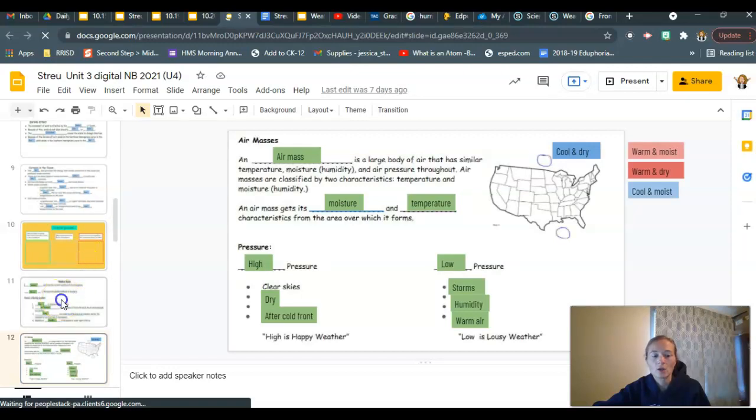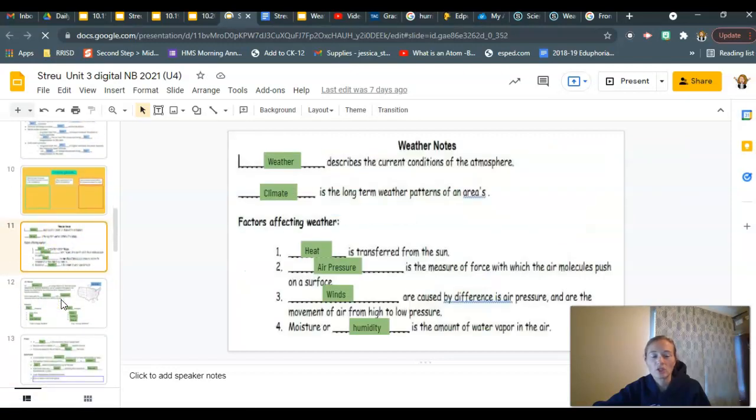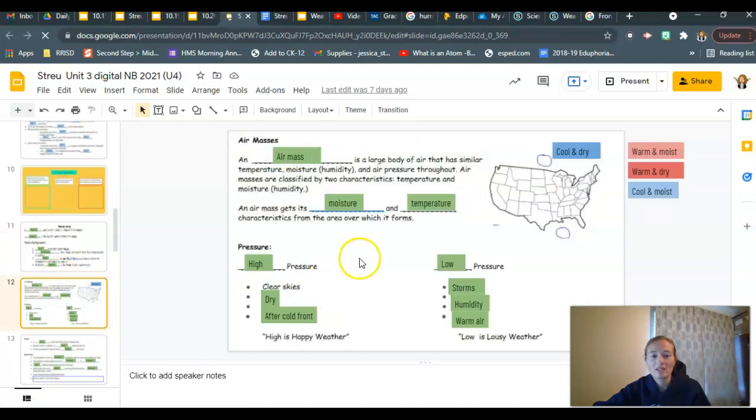Yeah, okay. So we started talking about weather on slide 11. It talks about high pressure and low pressure on slide 12. Remember the saying, high pressure is happy weather. So that goes with a big letter that goes on the map. Okay. Low pressure is lousy weather. That one goes with a different capital letter that is on the map. It goes with the word low.